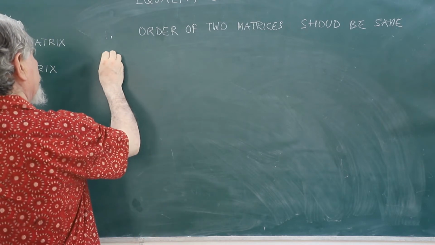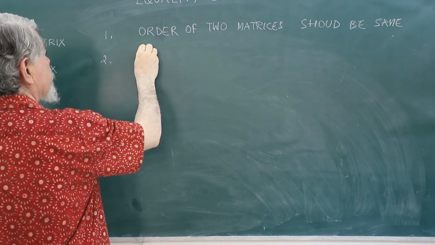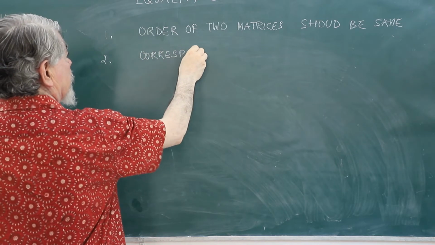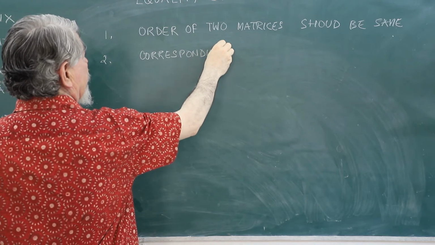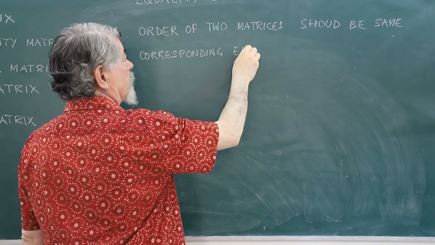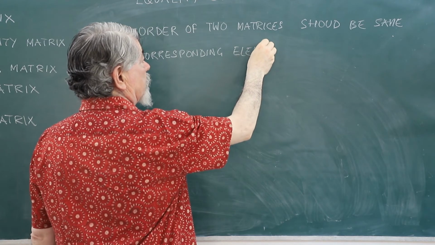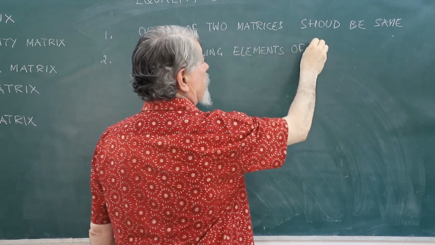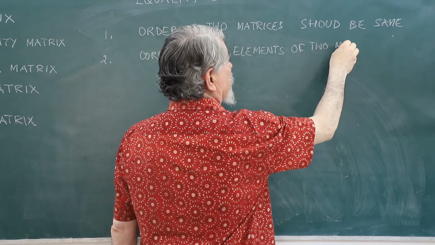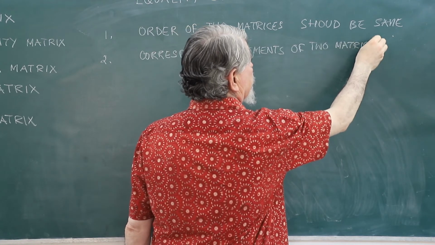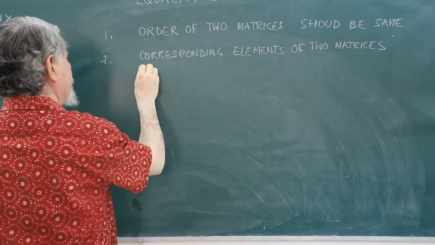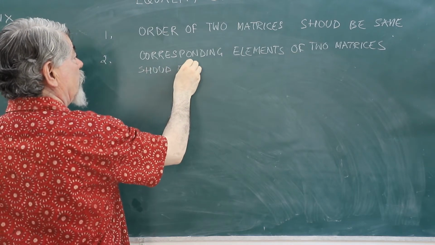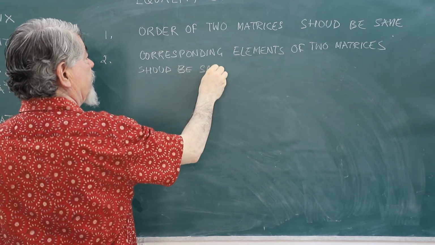Number two, the corresponding elements of the two matrices should be the same. Then they will be called equal matrices.